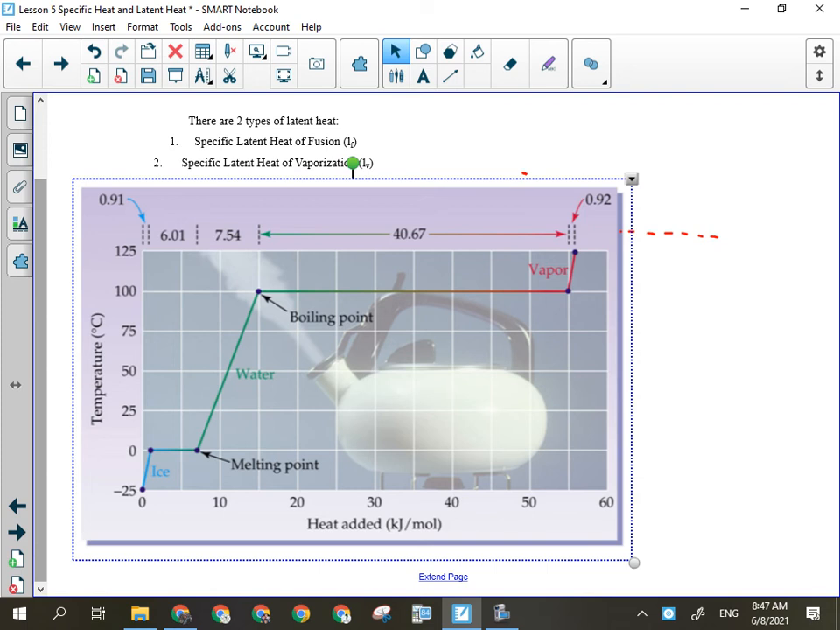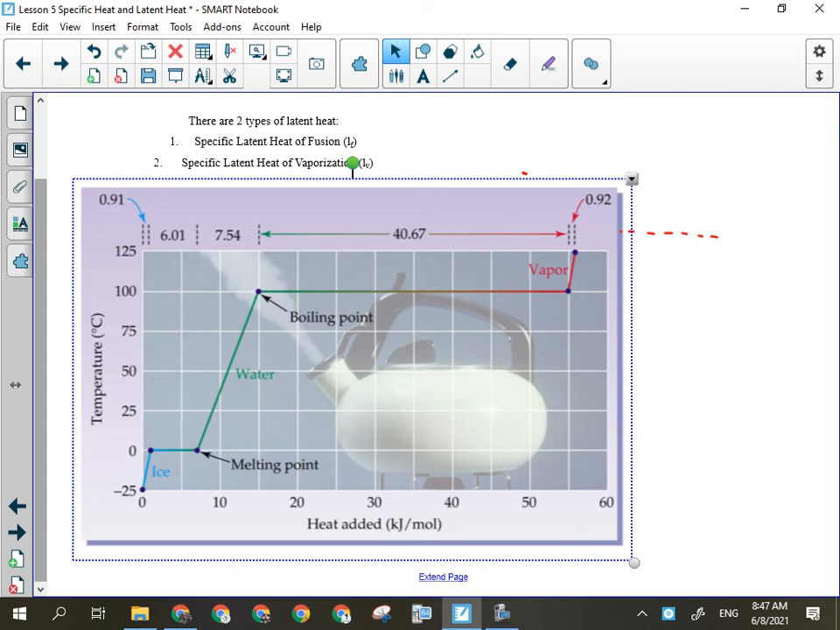What is changing? What's the ice doing right there at 0 degrees? Changing state. Changing from solid to liquid. During a state change, there is no temperature change.